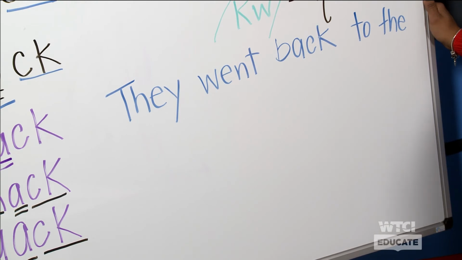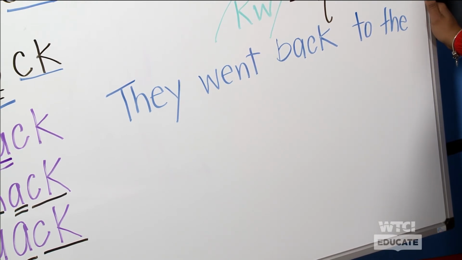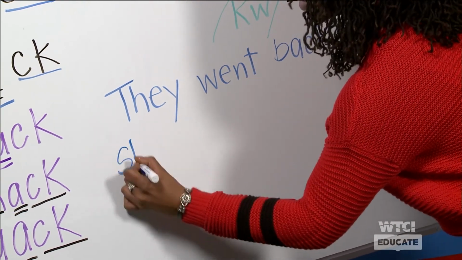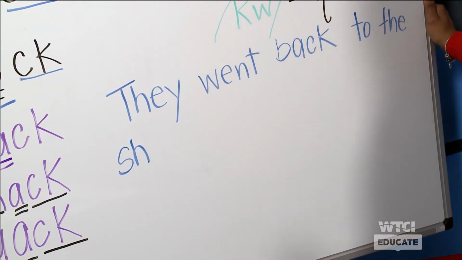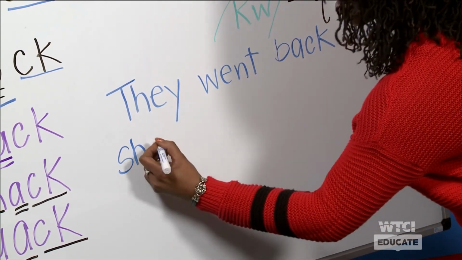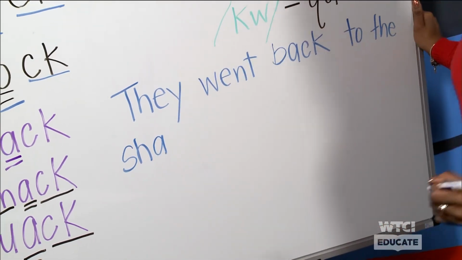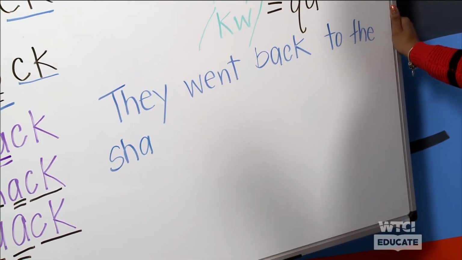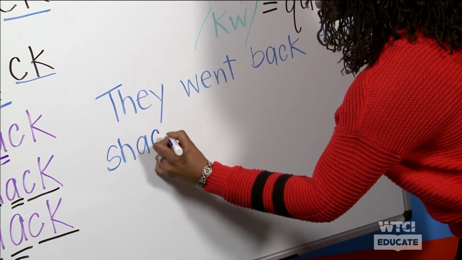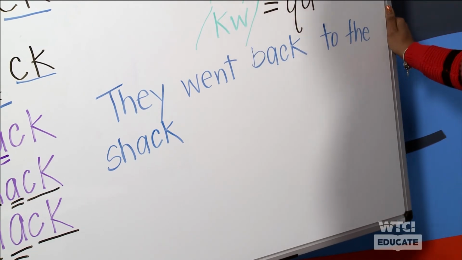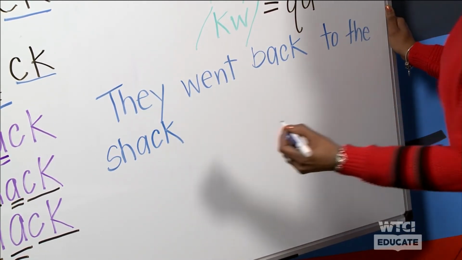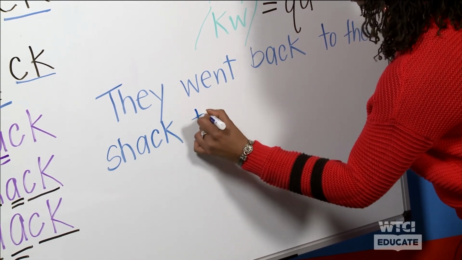Oh, here we go. Shh. Shh. Two letters that make the sh sound. You've guessed it. S, H. They went back to the sh, ah. There's my short vowel sound. K. I hear the K followed by the short vowel, so I know it's going to be a digraph. CK. They went back to the shack to lock. There's lock.